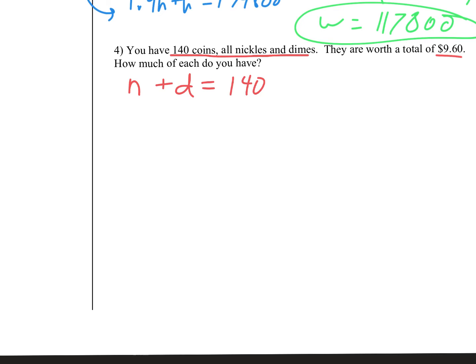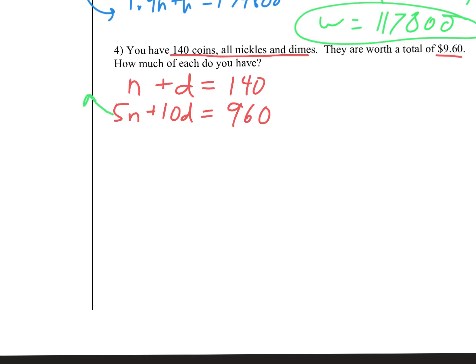There's 2 ways you can do this. I'm going to do this in terms of cents. So nickels are worth 5 cents, dimes are worth 10 cents. So I would multiply those, and then that's going to equal how many cents I have. Now I actually have 960 cents, converting that to dollars. You could do this using dollars if you wanted to.